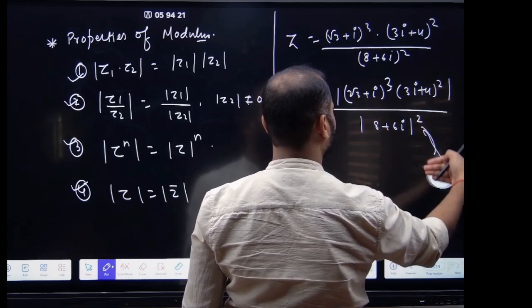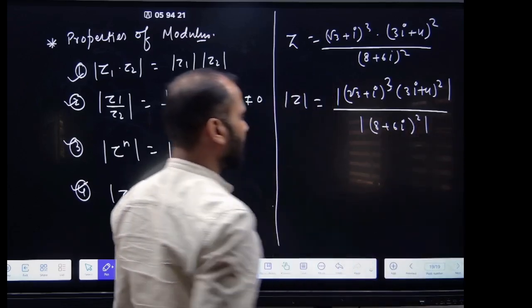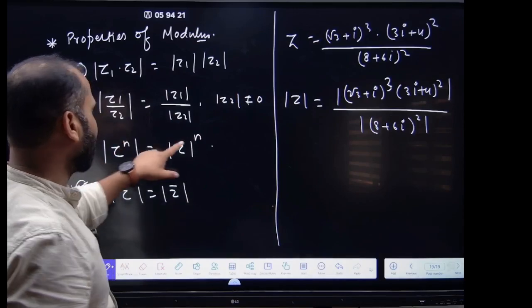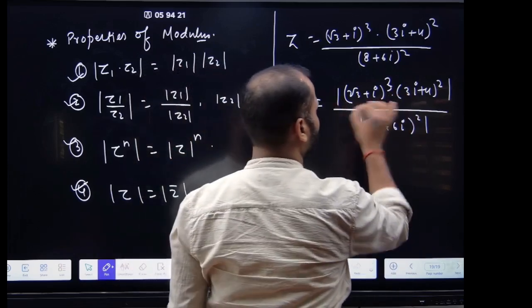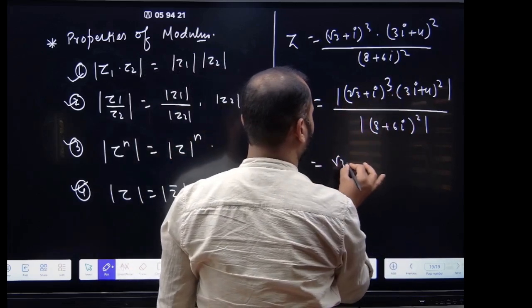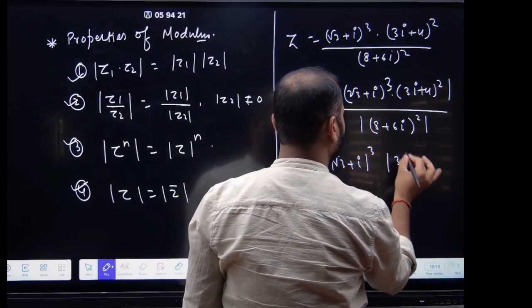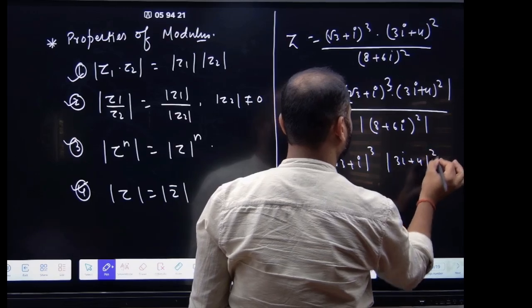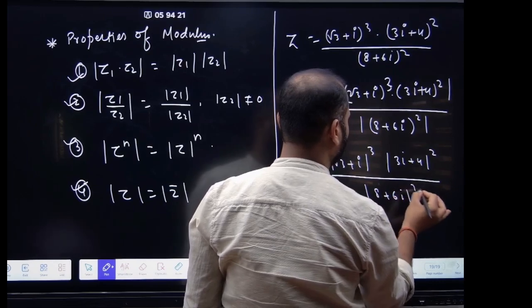Can I write like this? Individual mod I am calculating. Then I will think that mod of z to the power n, I can do, right? Here a product is there. For a product, separately also you can write. Mod of (root 3 plus i) to the power 3. Here (3i plus 4) to the power 2 I can write. Down, what can you write? (8 plus 6i) to the power 2.